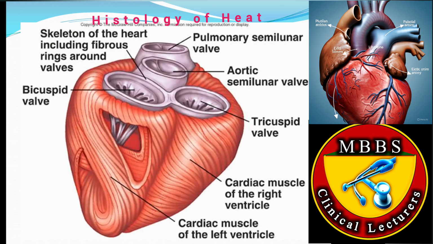Here in this diagram we can also see structures around the valves, the skeleton of the heart including the fibrous rings around the valves. Then we can see the pulmonary semilunar valve and the aortic semilunar valve. The tricuspid valve is the valve between the right atrium and ventricle, and on the left side we can see the bicuspid valve, which is present between the left atrium and left ventricle. Then we can see the cardiac muscle of the right ventricle and the cardiac muscle of the left ventricle, which is the thickest one and the biggest chamber of the heart.